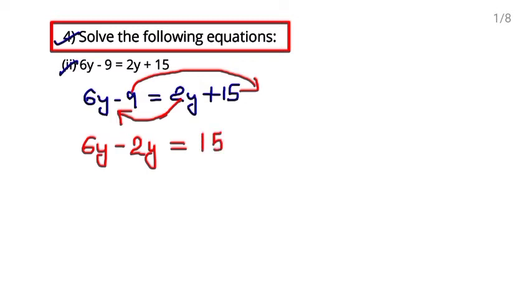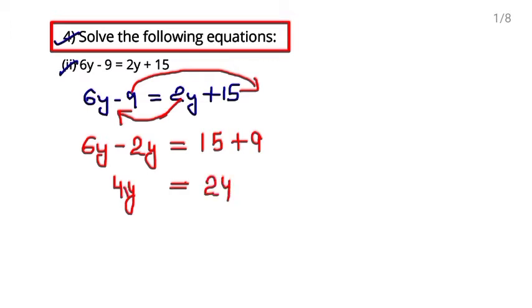Here 9 was of minus sign. After moving to the other side, this will be of plus sign. So it will be plus 9. So 6y minus 2y, the variables are the same. It means they are like terms. So we will subtract them. 6 minus 2, 4. Variable is y, is equal to 15 plus 9, 24.